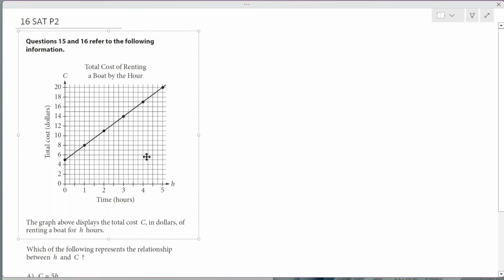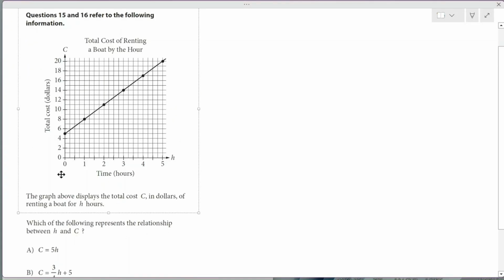Question 16. We explained this graph while solving question 15, so let's just go straight to the question. Which of these following represents the relationship between H and C? That's the relationship between this H, the time in hours, and C, the total cost in dollars. What this question is saying, in other words, is that we find the equation of this line, because the equation of this line shows the relationship between H and C.